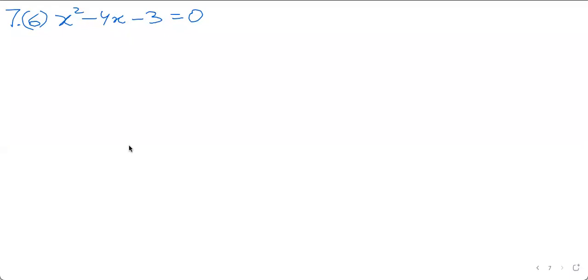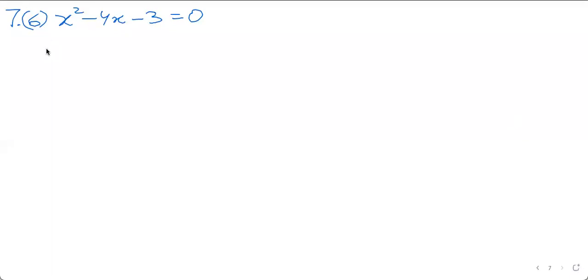This is another question where we will not be able to use the factorization method, because again, our C is a prime number. So whenever we have a prime number, checking is very easy. 3 is a prime number. The only factors it has are 1 and 3. There is no way we can use 1 and 3 to get minus 4 by adding. So we cannot use the factorization method. We will use the formula method.